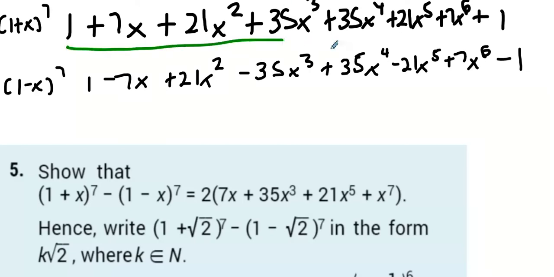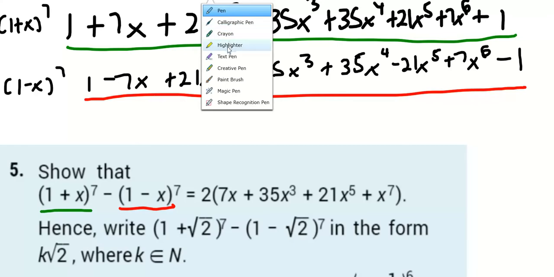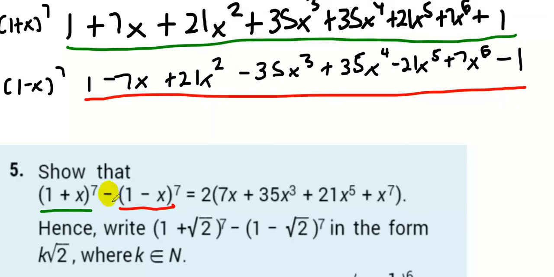This part underlined in green is this part here. This part underlined in red is this part here. But we're actually taking them away from each other now. That's the issue. See the minus sign? See the minus sign? Some parts are 0. What's 1 take away 1? 0. What's 7x minus minus 7x? It changes into a plus 7x.